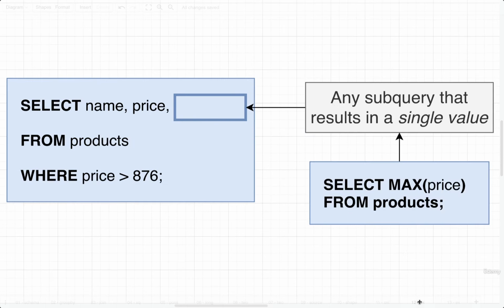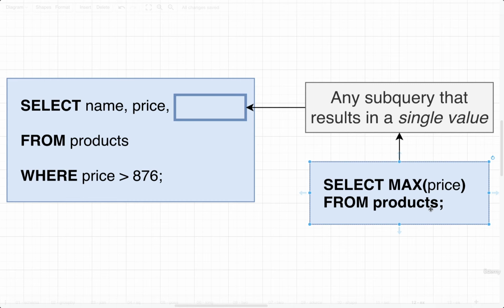So for example, we might write out a subquery inside of here that looks like this. We are trying to select the max price out of our entire table of products. Only one value is going to come back from this subquery. We're asking for the max price, so we're going to get just the max price out of all the price values. Because this subquery returns a single value, we are allowed to insert it into this select statement as a subquery. Let's go and try to execute just this query by itself.